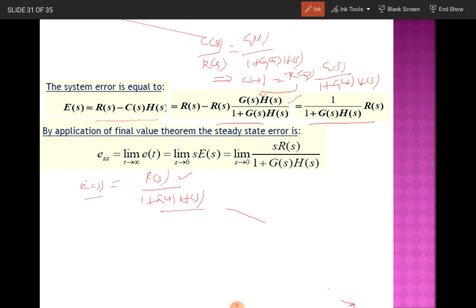ESS is equal to limit t tends to infinity of e of t in the time domain. In the s domain, it is limit s tends to 0 of s into E of s, which is equal to limit s tends to 0 of s into R of s divided by 1 plus G of s H of s. So this will give the steady state error. So you can find the steady state error either in time domain or in the frequency domain.